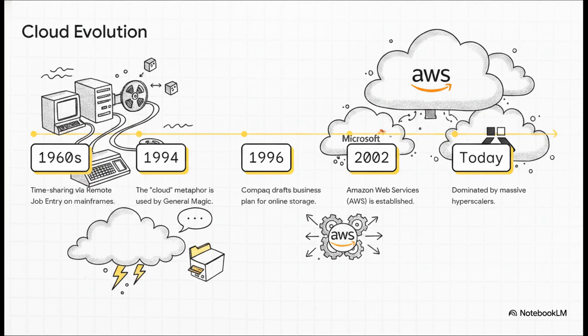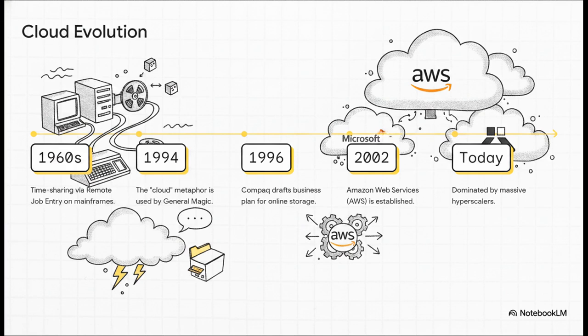It was coined by a communication specialist at a company called General Magic to describe this whole universe of places that mobile agents could go. By 1996, Compaq was drafting business plans predicting that online consumer file storage was going to be a massive commercial success, and they hit the nail on the head.